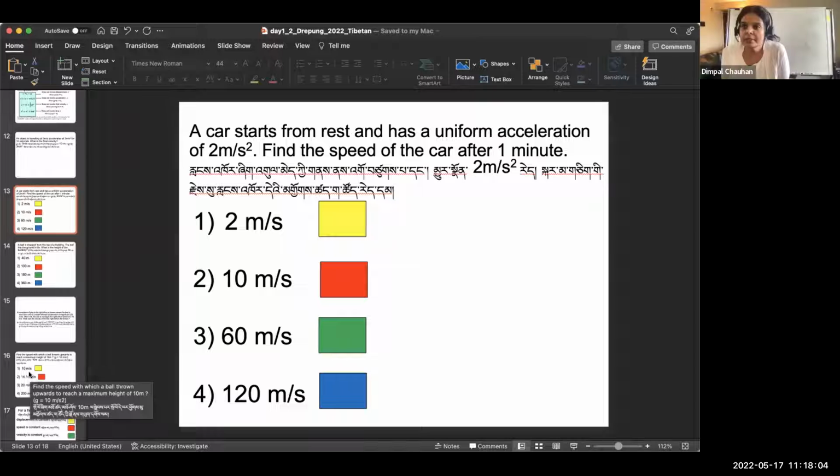Table number 2 is showing blue. Okay, table number 2 is blue. Table number 3.